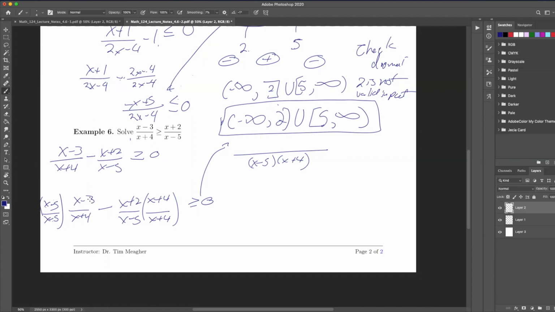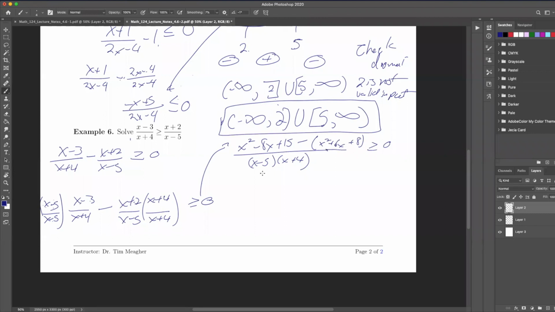If I just FOIL that, I'll get x squared minus 3x minus 5x, which will be minus 8x. Negative 3 times negative 5 will give us plus 15. Then we're going to subtract out what I get from here. So minus everything here. So this would be x squared plus 6x plus 8. And this is less than or equal to 0.